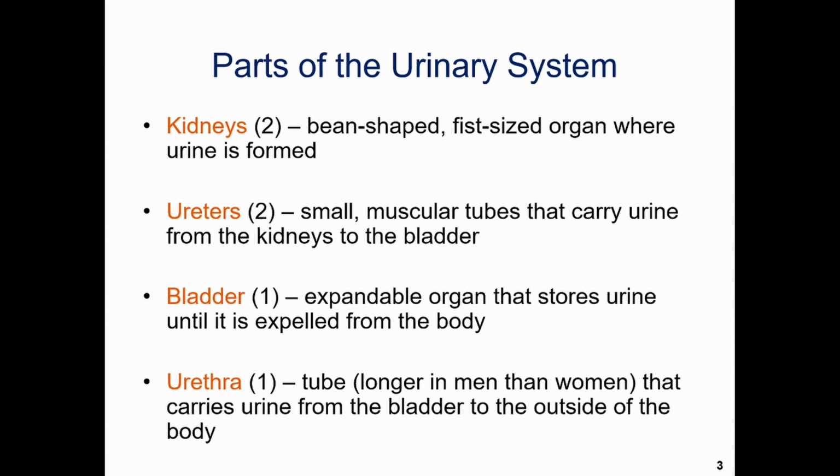And then lastly, the urethra is just the tube that's going to carry urine from the bladder to the outside of the body. Now, this is going to be longer in men compared to women. Men, their urethra is going to have to travel all the way through the penis, whereas with women, there is no penis, and so it's a much shorter pathway.